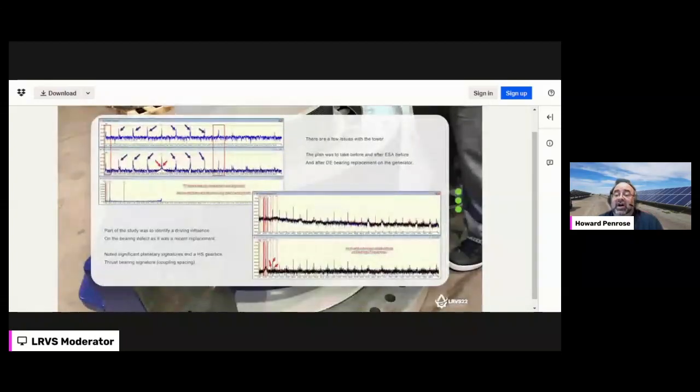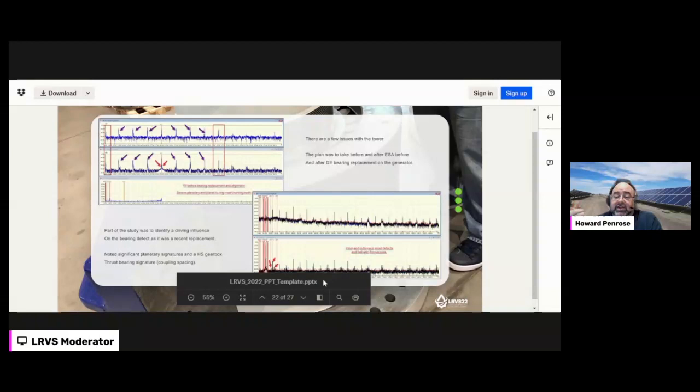In this case, they had just replaced the bearings. Somebody else had just replaced the bearings. The service company went out to take a look. They saw on the bottom, the red arrows, that's voltage signature, identified both a high-speed thrust bearing and the generator bearing. So on to the next slide, please.